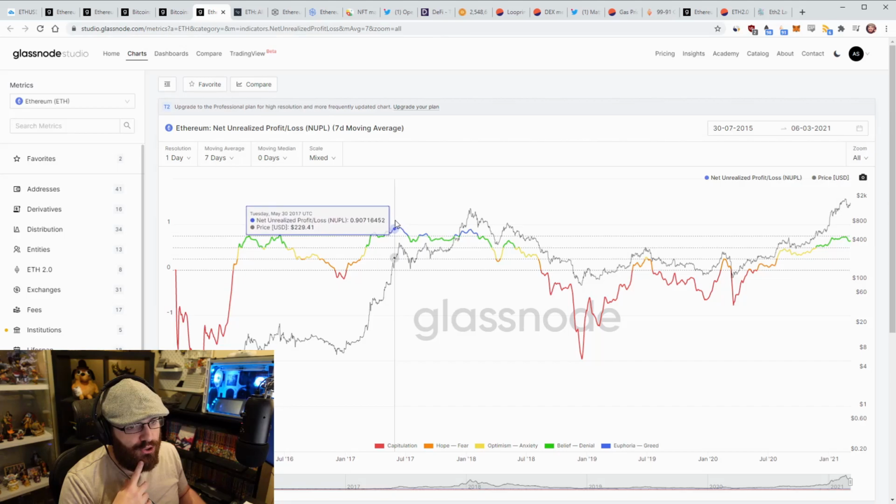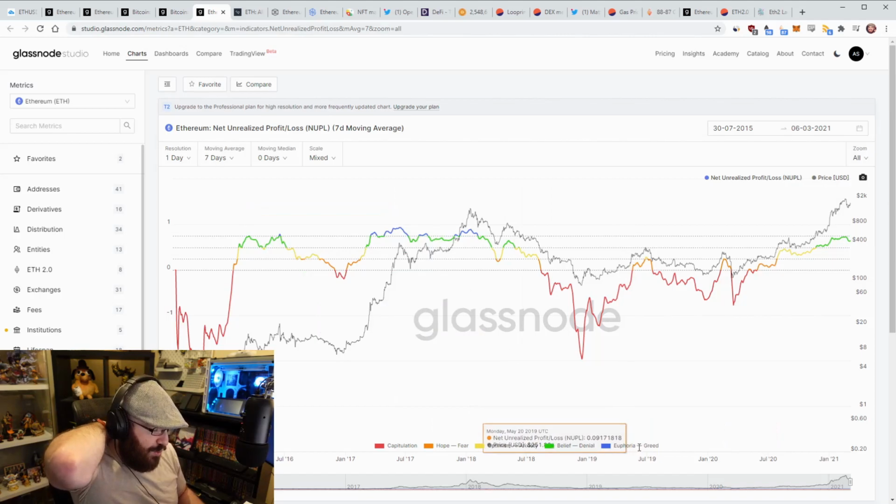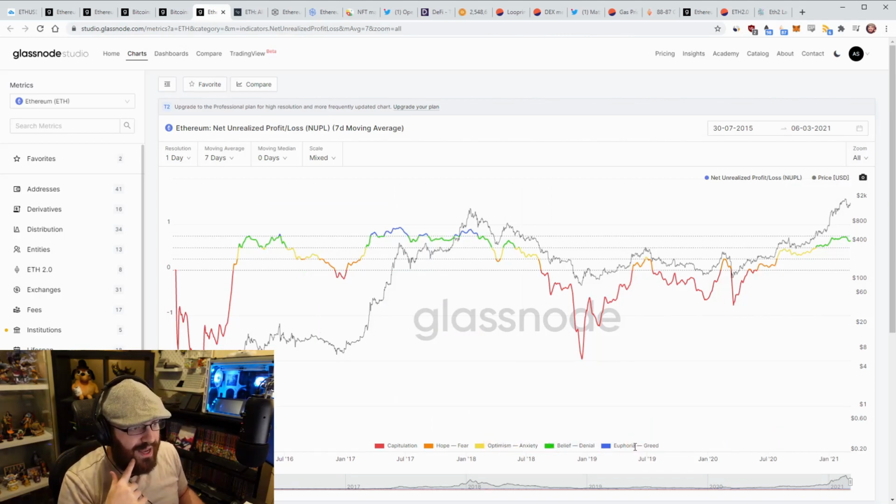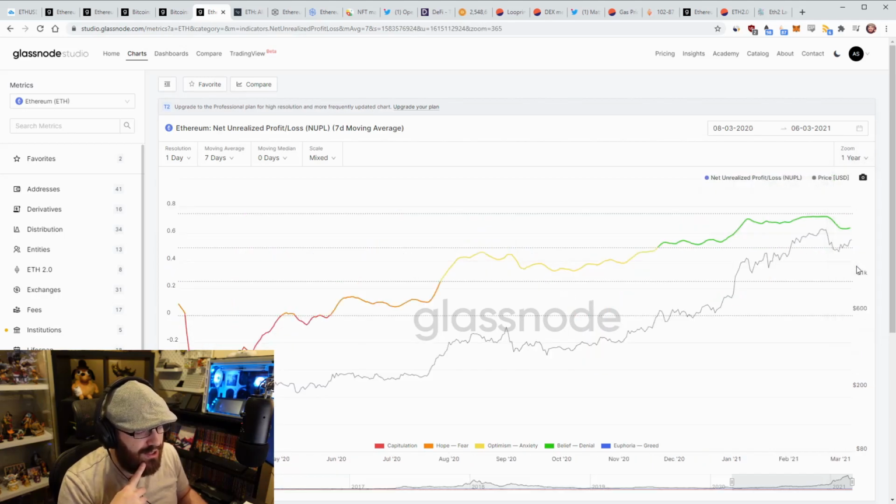If you're in the blue zone, it's basically saying that so many of the ETH holders are in so much profit right now. They've made so much money that it's getting really overheated. And they call this the euphoria/greed stage. So yeah, we're not there just yet. We're just in the green. We're trending up towards the blue, but because we had that downturn, we've gone down here. And if I zoom into just the last year, you can see it better here.